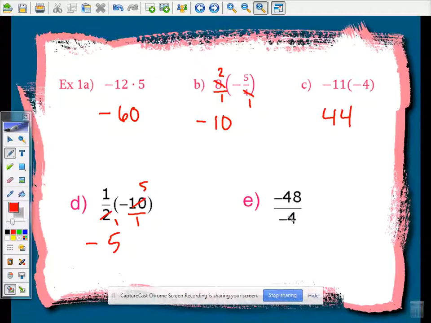And last but not least, when we have a fraction, that bar means divide. So negative 48 divided by negative 4, that will be a positive answer because the signs are the same, and 4 into 48 is 12.